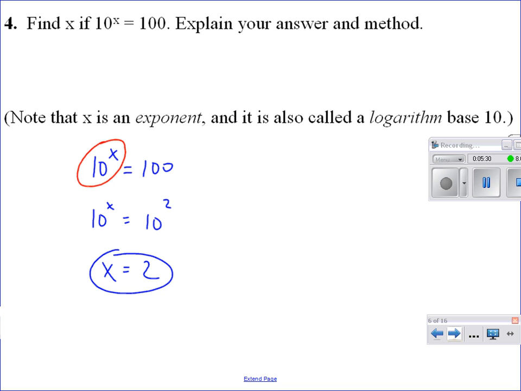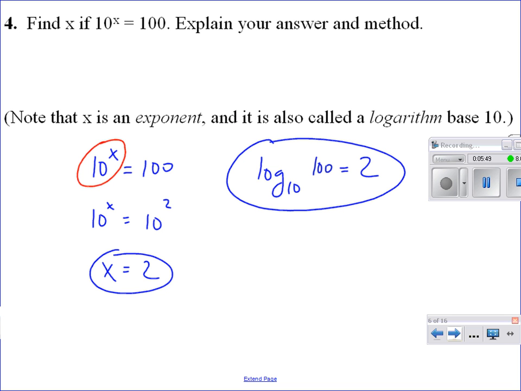So basically, this is the idea of saying, well, this is log base 10. So this 10 is the base, log base 10 of 100 equals 2.